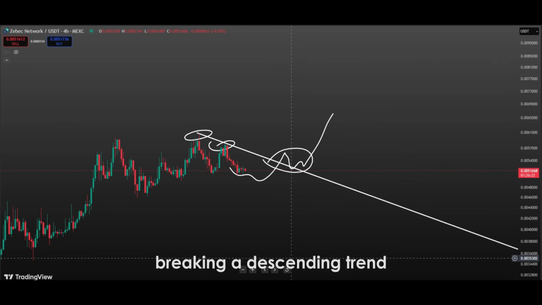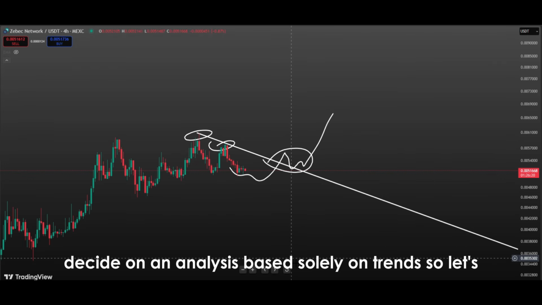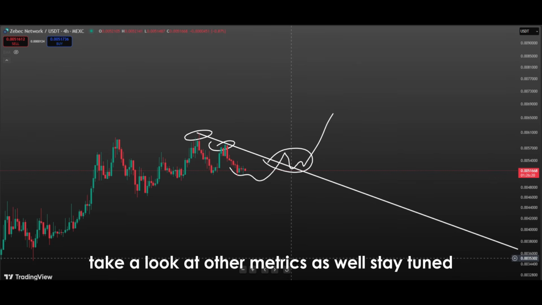But overall, breaking a descending trend is accepted as a positive sign heralding the start of a new bullish period in the market. But we cannot decide on an analysis based solely on trends, so let's take a look at other metrics as well. Stay tuned.